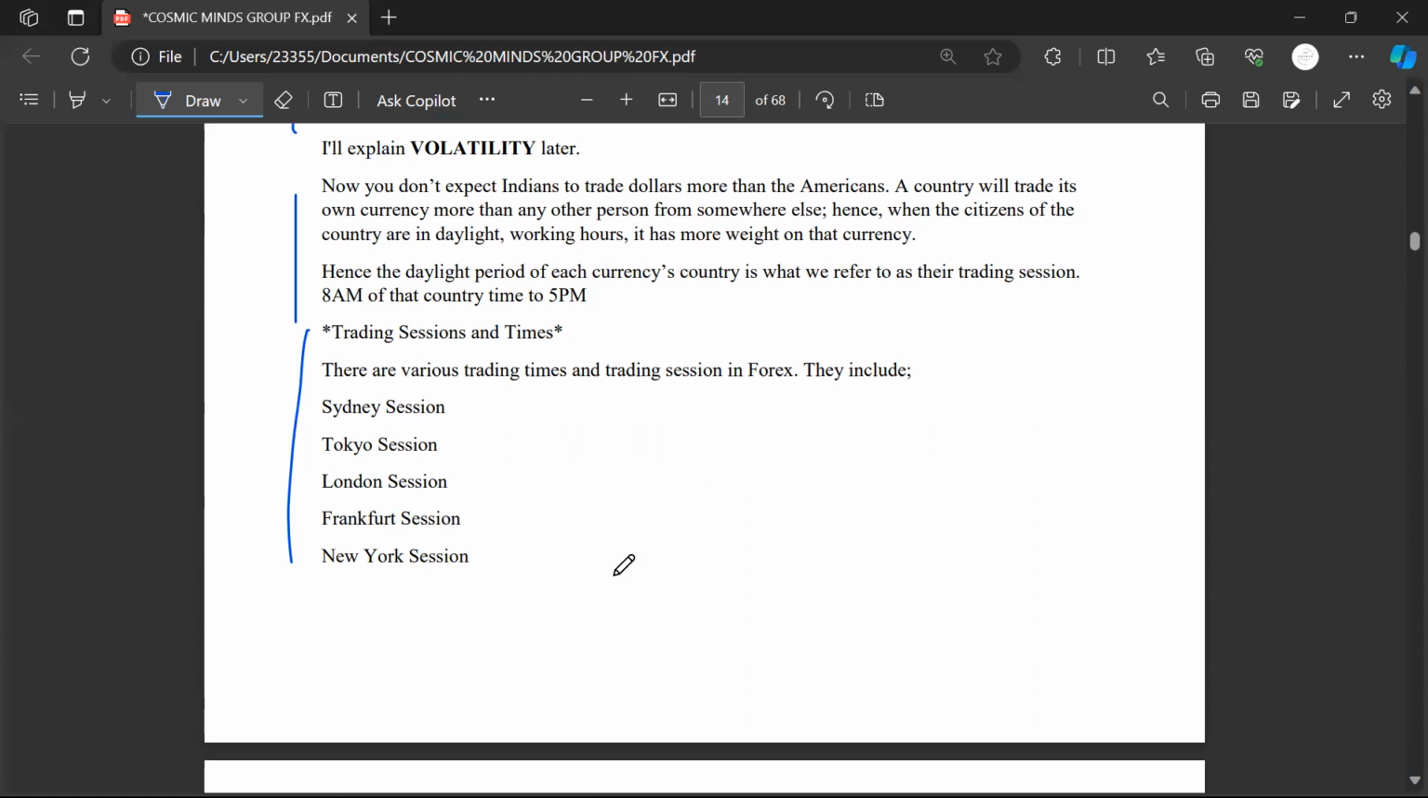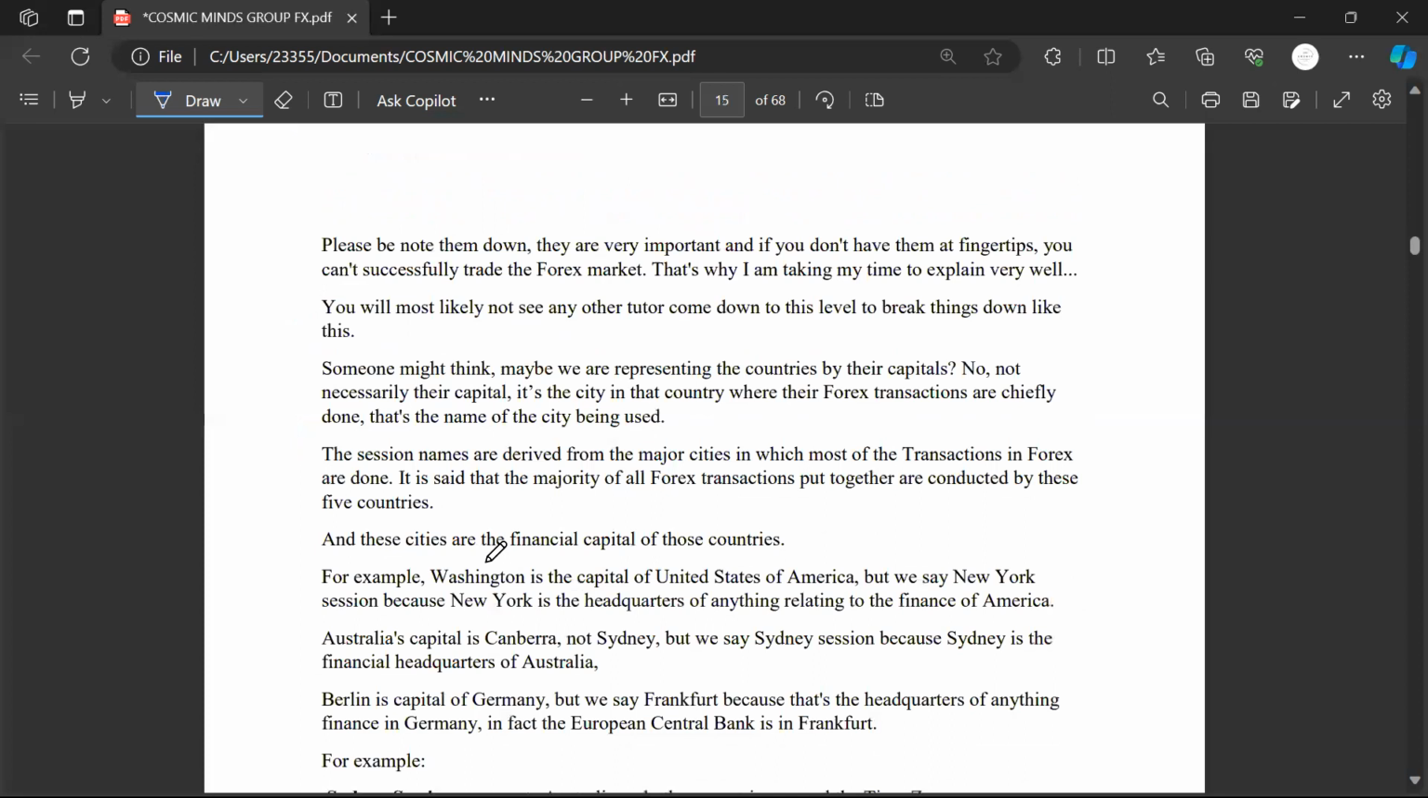So the first one is what? The Sydney session. We have the Tokyo session. We have the London session. We have the Frankfurt session. And then we have the New York session. Right? So we have five of them. We are going to look at them well. Now, please take note or write them down. They are very important, and if you don't have them at your fingertips, you can't successfully trade the forex market. That's why I'm taking my time to explain very well.